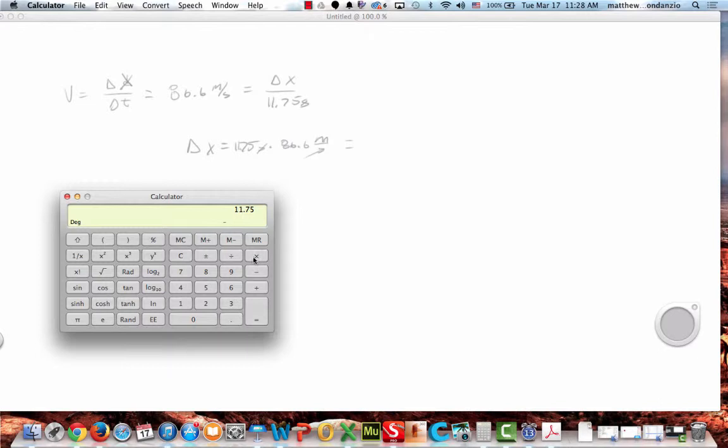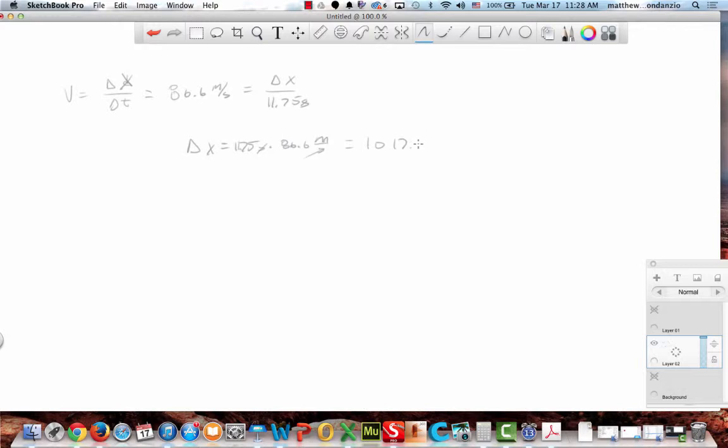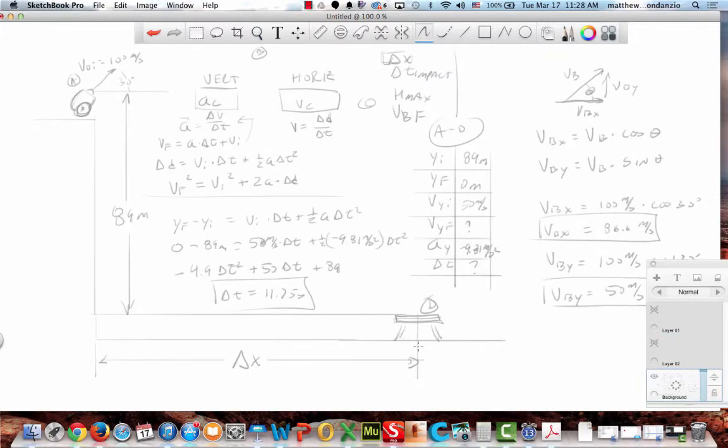11.75 times 86.6, which is a kilometer, 1,017 and a half meters, 1,017.6 roughly. That is the distance I have to move that target in order to hit. Does that make sense?